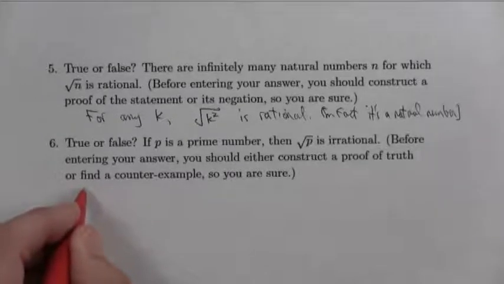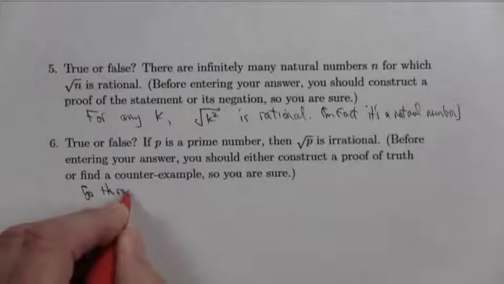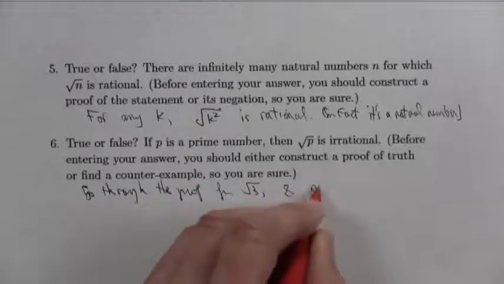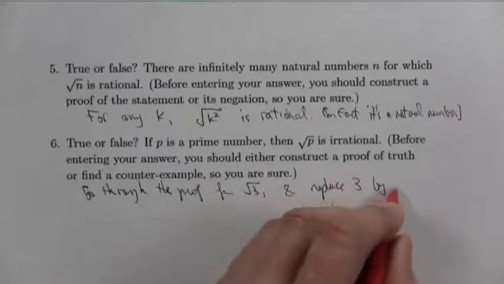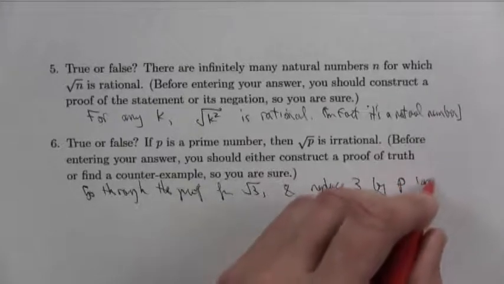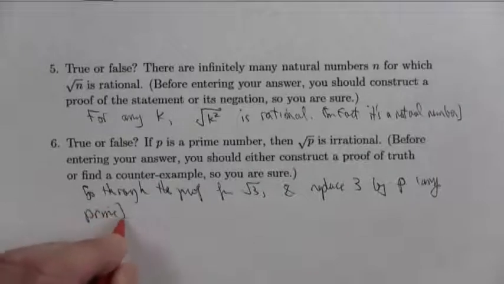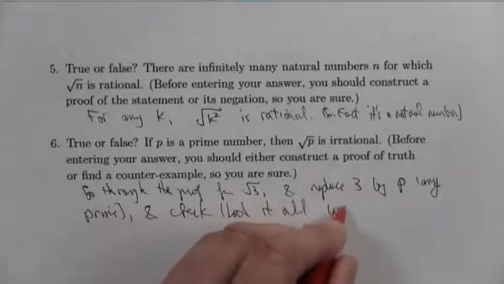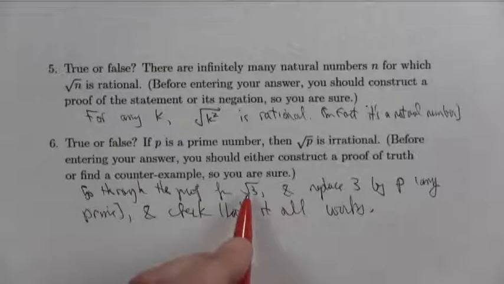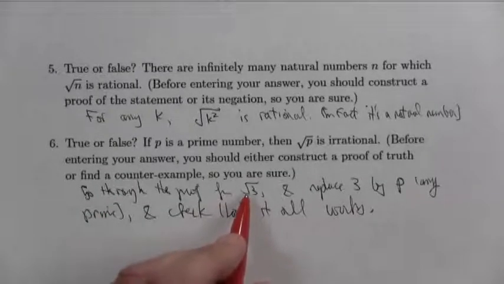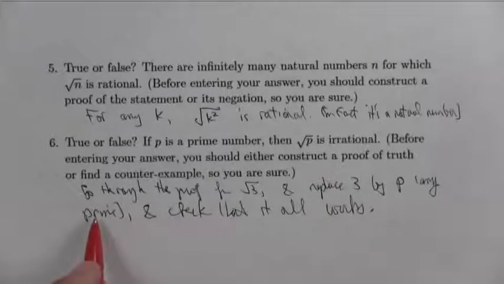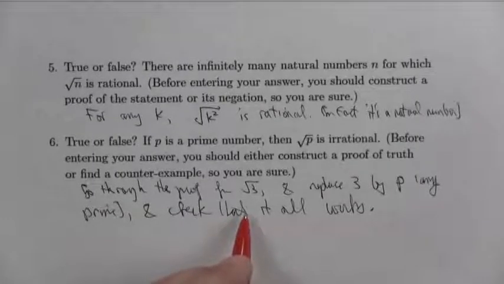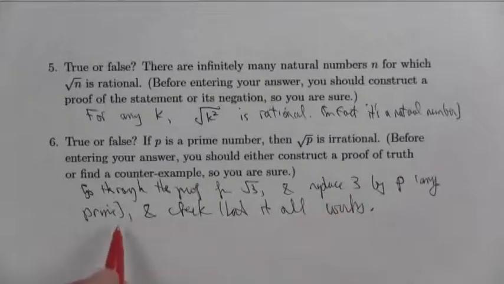I'm not going to go through this in detail. Let me just observe that if you go through the proof for square root of 3 and replace 3 by p, where p is any prime, and just check that everything works. I've already gone through the proof of square root of 3 in the last tutorial session. Just go through that, replace 3 by p, and ask yourself, is there anything in that proof for 3 that doesn't work for all primes p? And the answer is no. So I've told you the answer, but you should go through and check that for yourself.